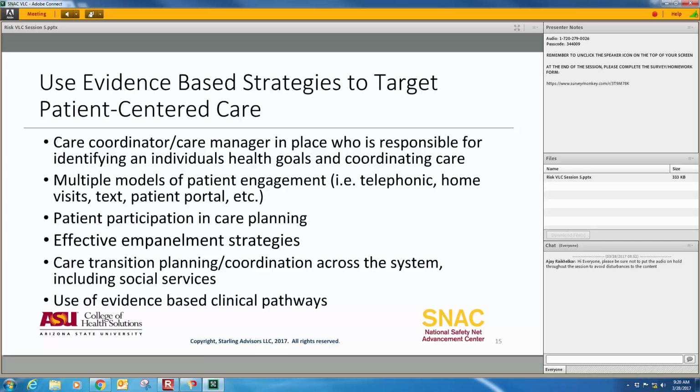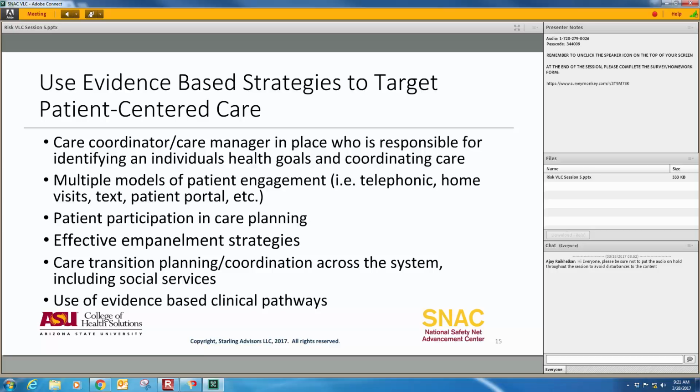And then, of course, care transition planning, coordination across the system, including social services, particularly with our patient populations who tend to be facing many more obstacles and challenges in the sphere of social determinants. That's really the heavy lift of the care manager, but ultimately needs to be embedded into the entire strategy. So thinking about how that kind of care planning can support your programs is critical.